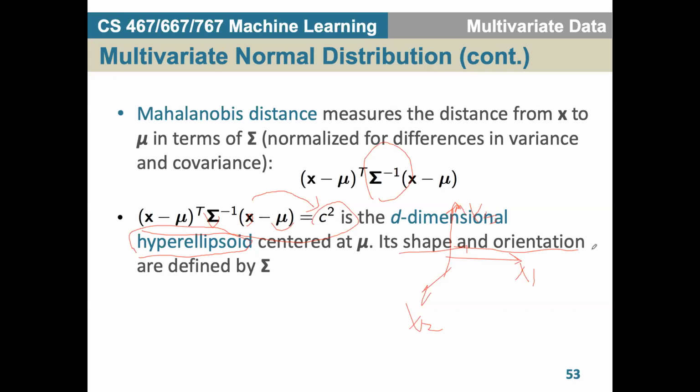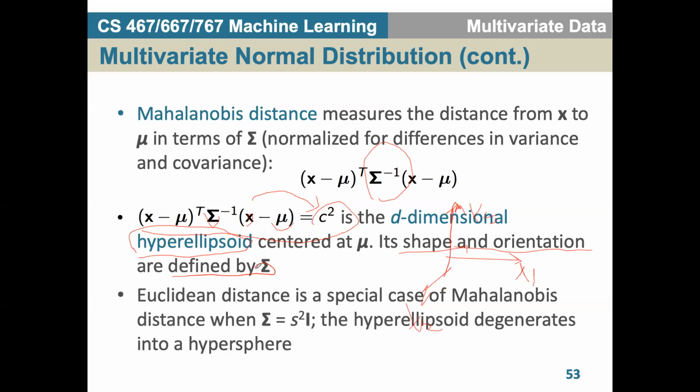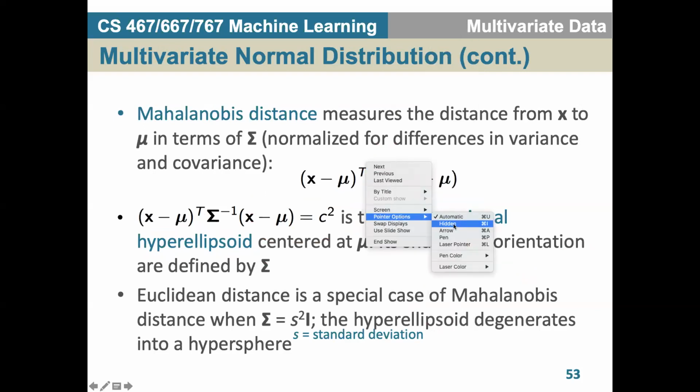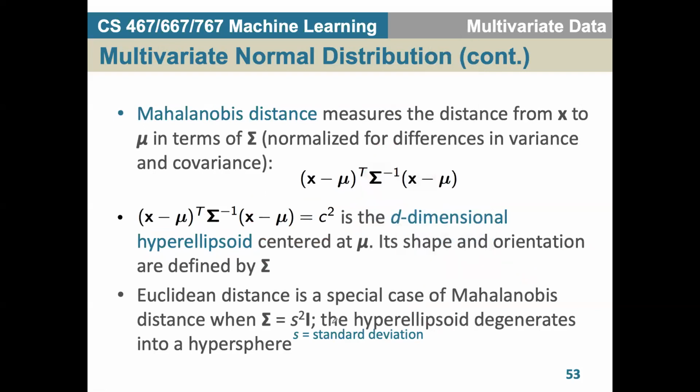Its shape and orientation are defined by sigma. We will see what it means later. We will have a detailed visualization tool to visualize it. And so Euclidean distance is a special case of Mahalanobis distance.